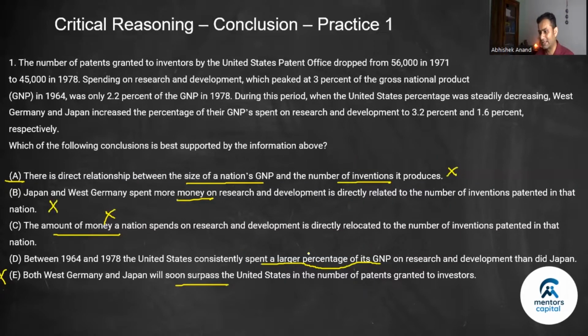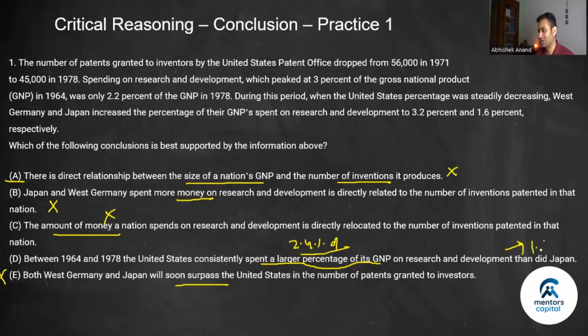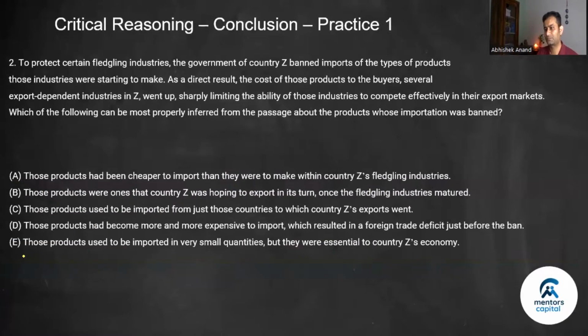It came consistently down to 2.5% of GNP. Compare this with Japan, which increased its percentage of GNP spent to 1.6%. So when you're comparing percentage spent of GNP, it was 2.4% as compared to 1.6%. So yes, this is correct, right? So whenever it's a percentage question, guys, percentage without base means nothing. Okay.